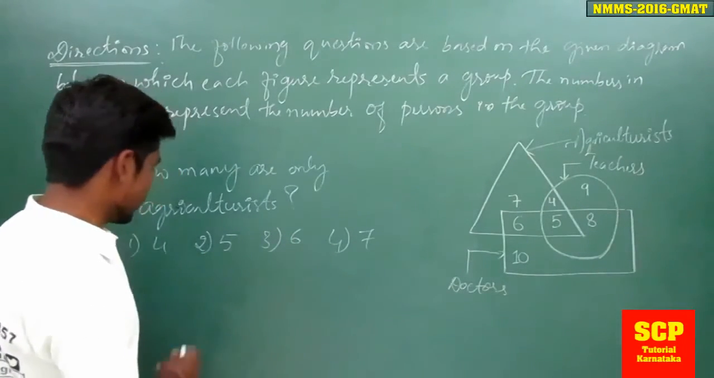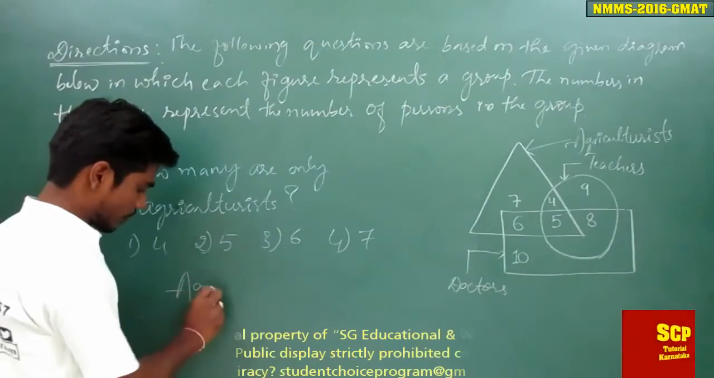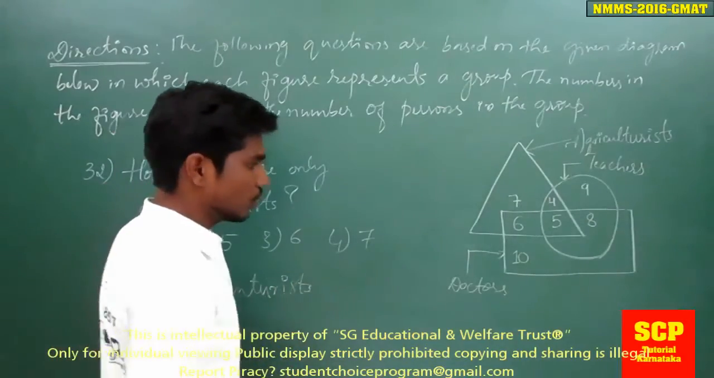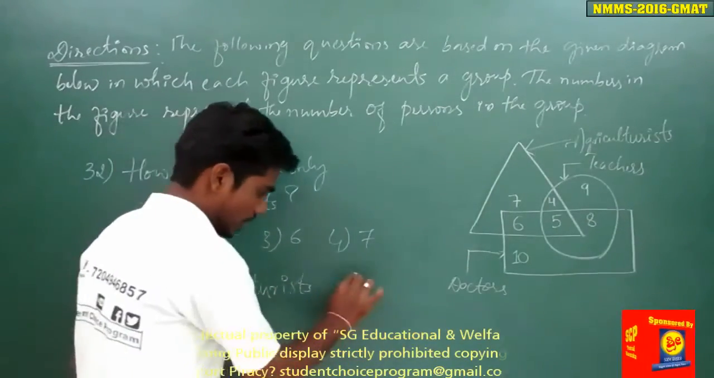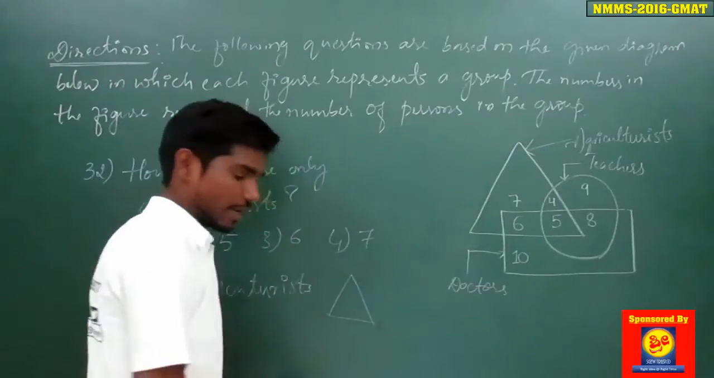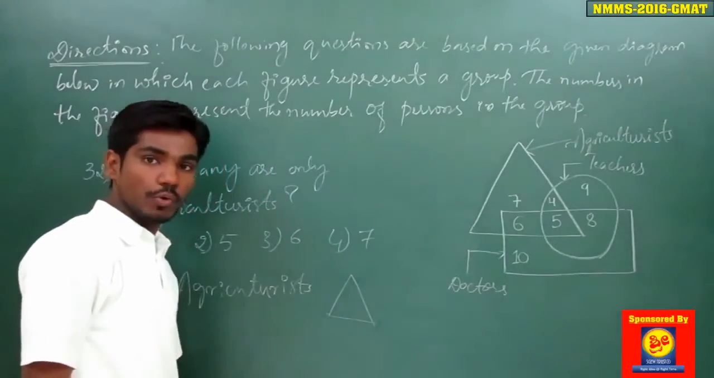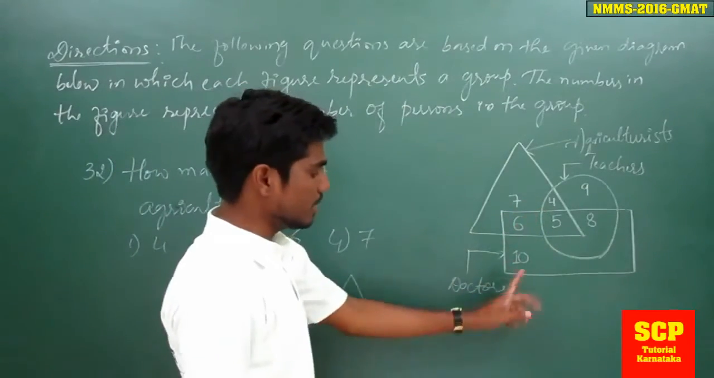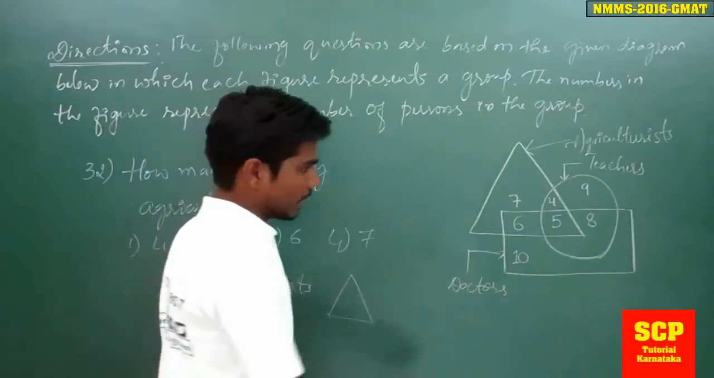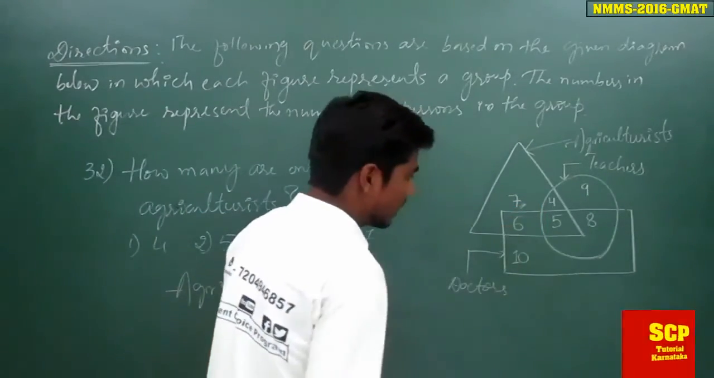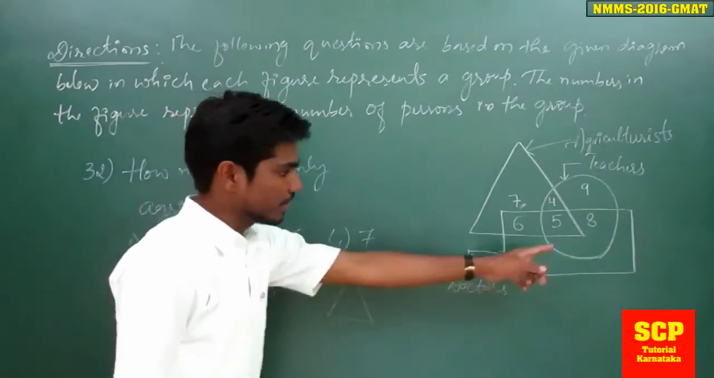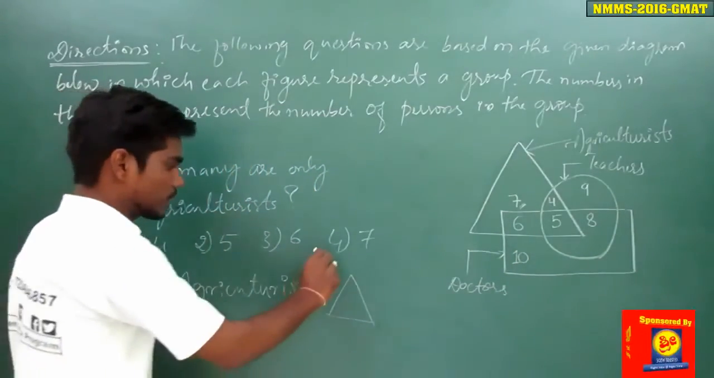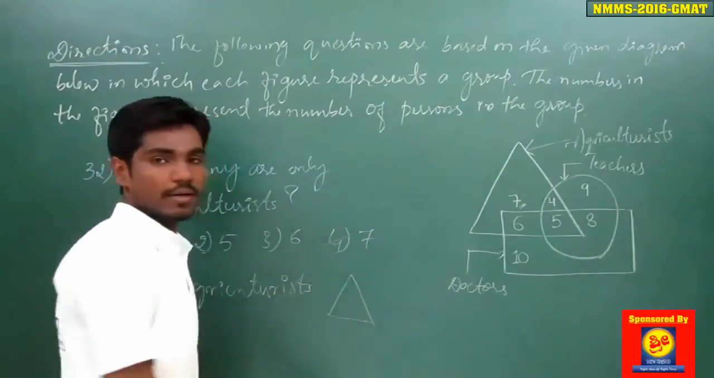In the question they are asking about agriculturists. That means we have to consider only the triangle in the given diagram. In that we have to see only the portion which is not overlapped either by the circle or by the rectangle. Now in this figure, the 7 is the number which is not overlapped by teachers and doctors. Therefore, the 4th option, which is having 7, is the right answer.